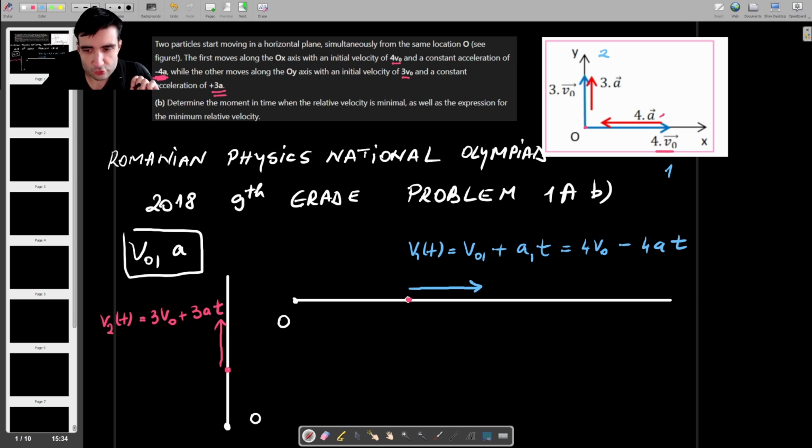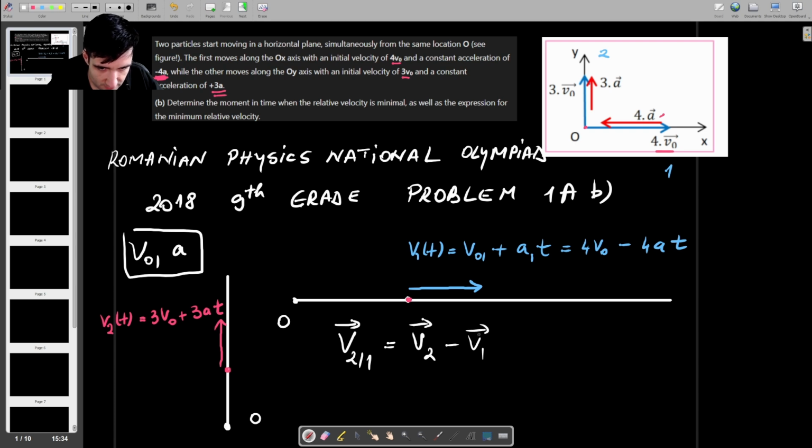So let's try to figure out the expression for relative velocity. The way I'll do it, and you don't have to do it this way, is to look at the velocity of particle 2 relative to particle 1. I'm going to use vectors for now. From a vectorial perspective, the velocity of 2 with respect to 1 is just the velocity of particle 2 minus the velocity of particle 1. Now, those two vectors have different directions, right? They're at 90 degrees relative to each other.